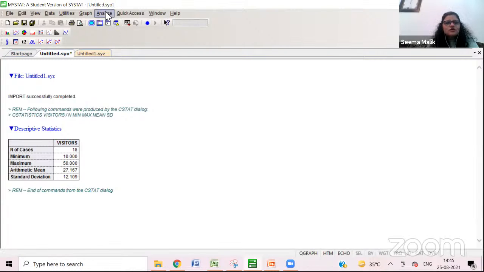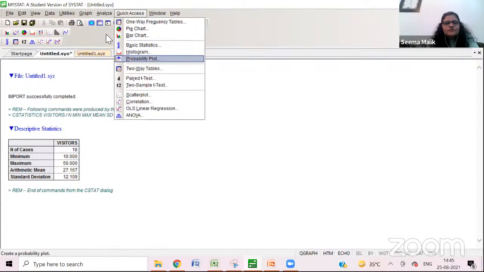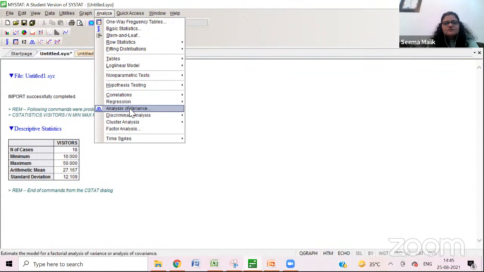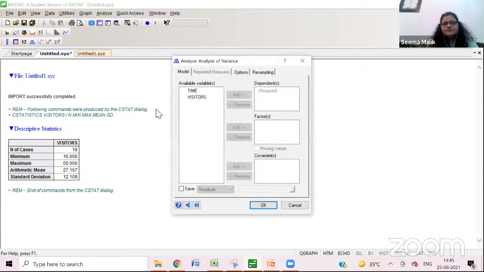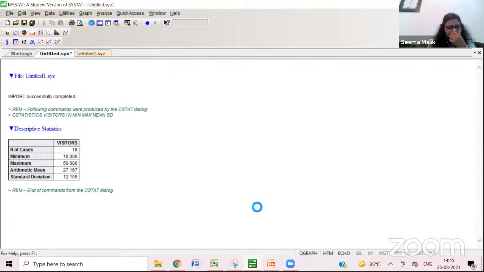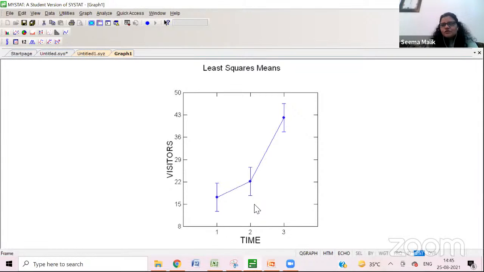So now we are going to perform the ANOVA, analysis of variance. Click on this. Visitors is the dependent variable, and on the basis of time we need to compare. This is the factor. Now click on OK. So you can have a look over here. These are very good diagrams that come in this. You will not find these diagrams in SPSS actually.